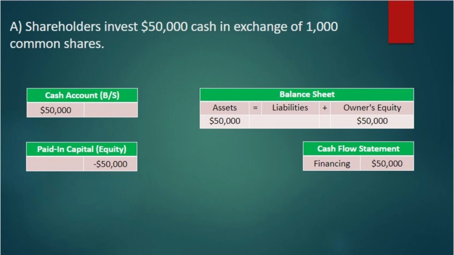We utilize the T accounts to track the double entries related to our transactions. We debit $50,000 in our asset account for cash, and we credit the same amount in our equity account called paid-in capital. We also summarize the overall impact to the balance sheet and cash flow statement.